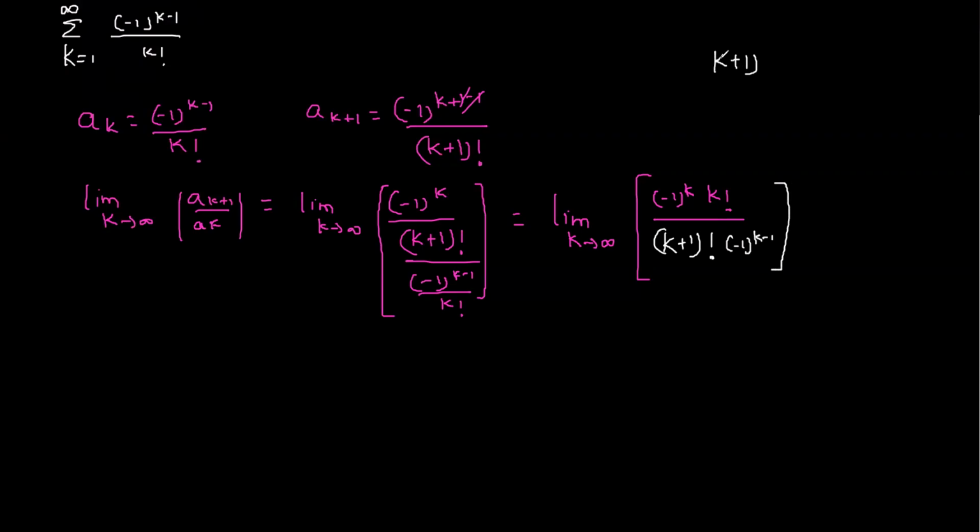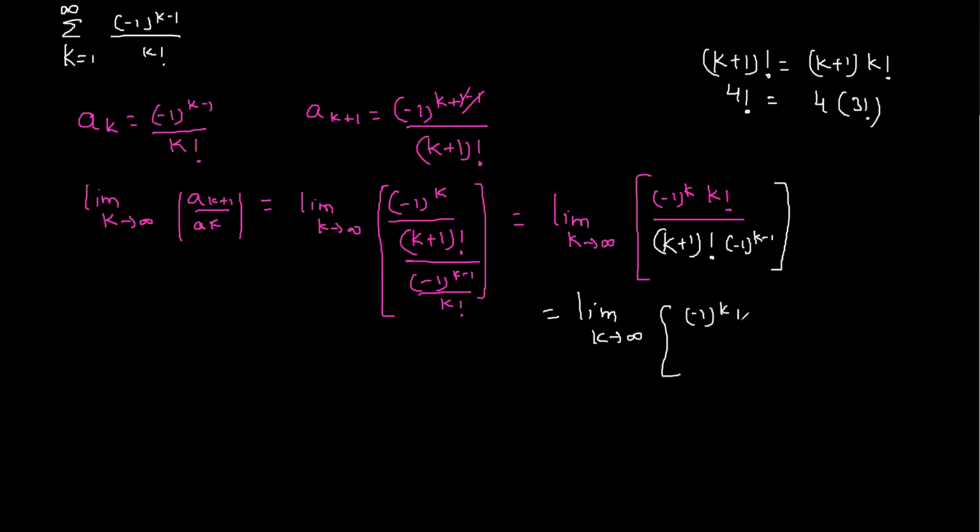You know very well (k plus 1) factorial is what? (k plus 1) into k factorial, right? For example, if I ask you what is 4 factorial, then you can say 4 into 3 factorial. Minus 1 raised to (k plus 1) into k factorial. And that minus 1 raised to minus 1, is it cancelled? Minus 1 raised to minus 1 is negative 1.